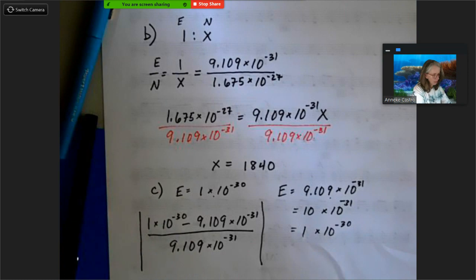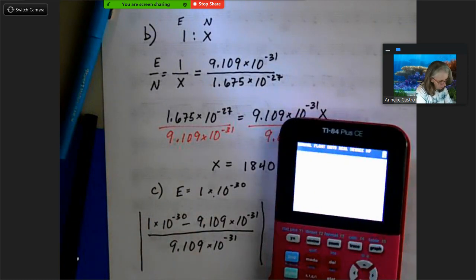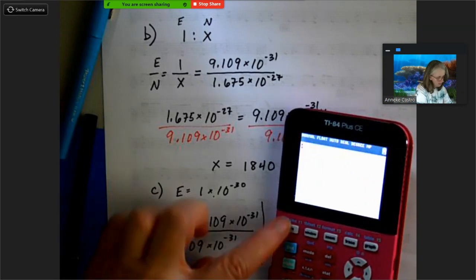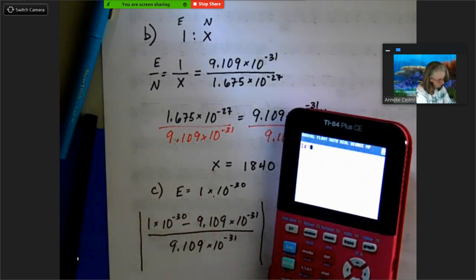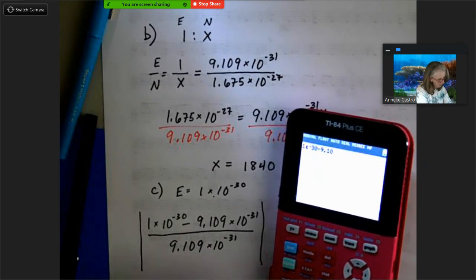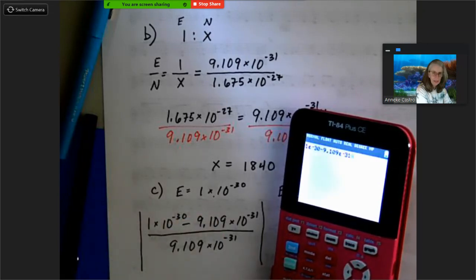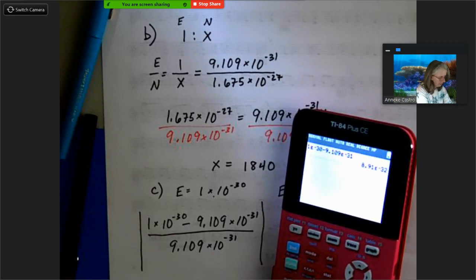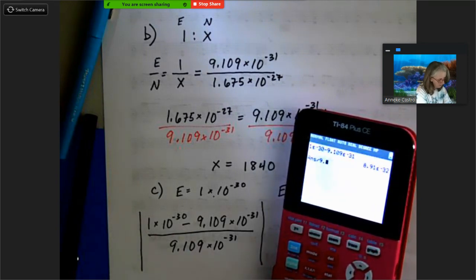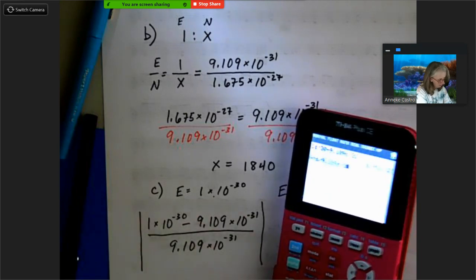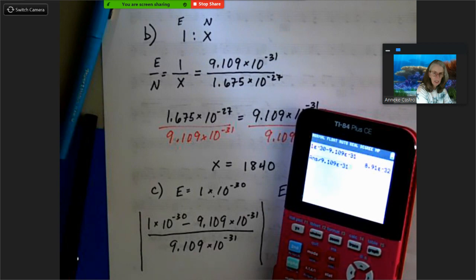So again, let's put that into our calculator. I'm going to do 1, second comma, negative 30, minus 9.109, second comma, negative 31. I'm going to go ahead and get that answer. And now I'm going to divide it by 9.109, second comma, negative 31. And enter. And I get that decimal.